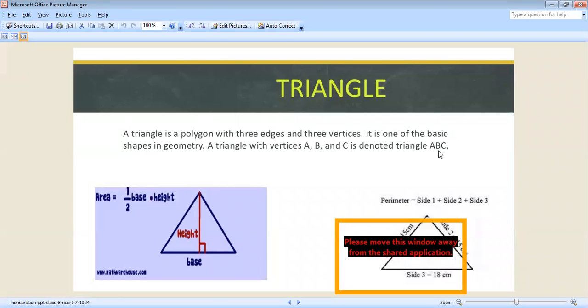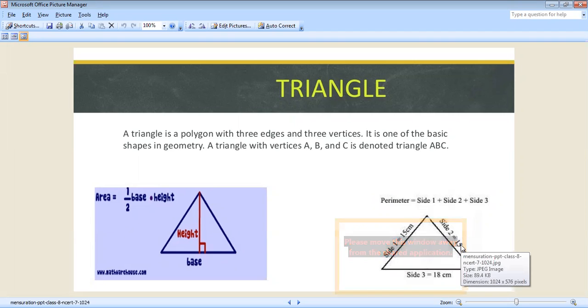So area of a triangle is half into base into height. Next, perimeter of a triangle. Side 1 plus side 2 plus side 3, that is the sum of the 3 sides. Perimeter of a triangle is the sum of the 3 sides.